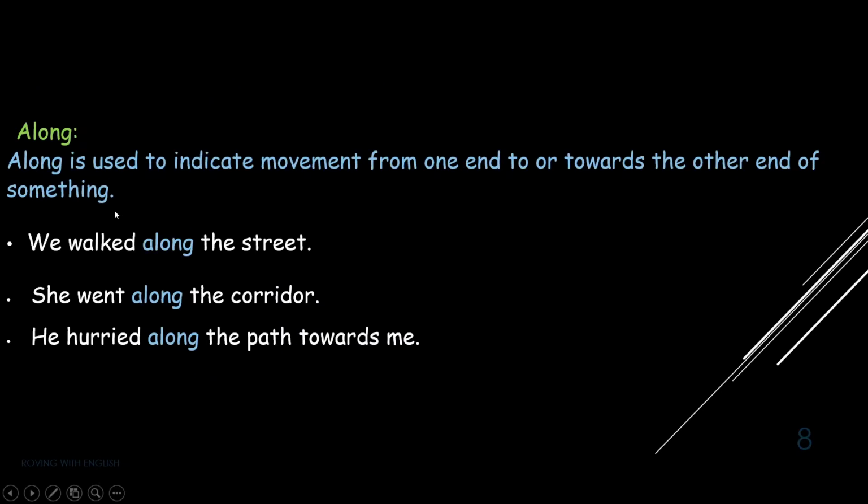Now, along. Along is used to indicate movement from one end to or towards the other end of something. Like, we walked along the street. She went along the corridor. He hurried along the path towards me.